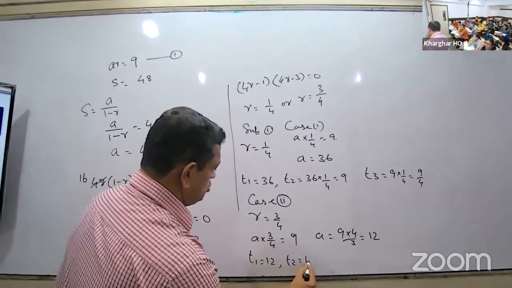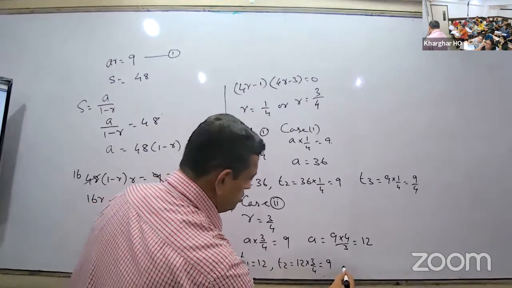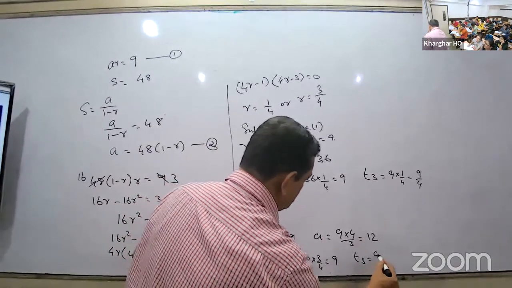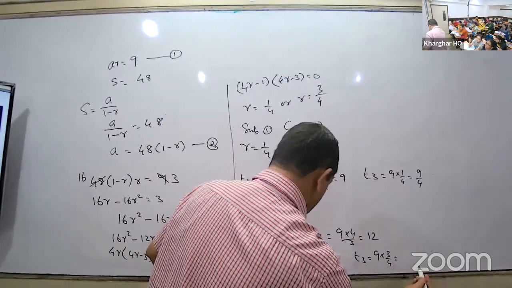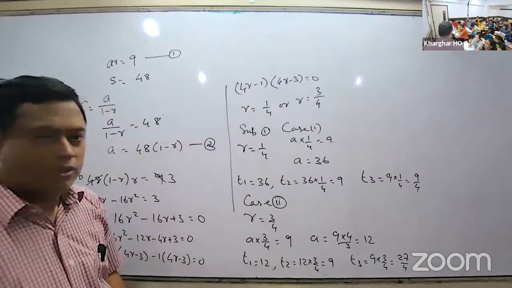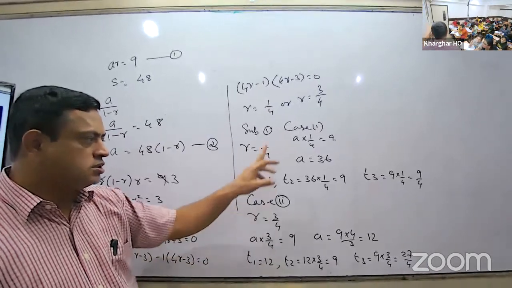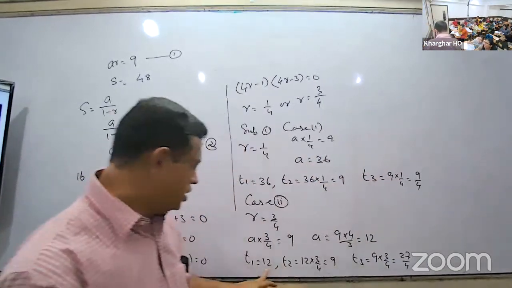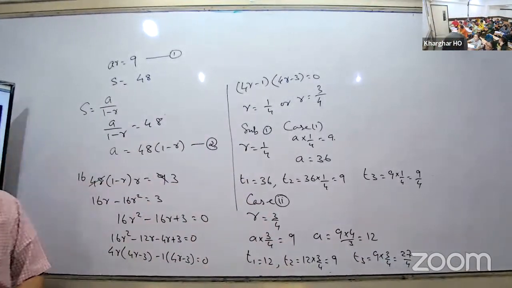T2 is equal to 12 into 3 by 4. How much? 9, no? And T3 is 9 into 3 by 4. That is equal to how much? 27 divided by 4. Therefore, there are 2 GPs coming. First one is 36, 9, 9 by 4. Second one is 12, 9, 27 by 4.